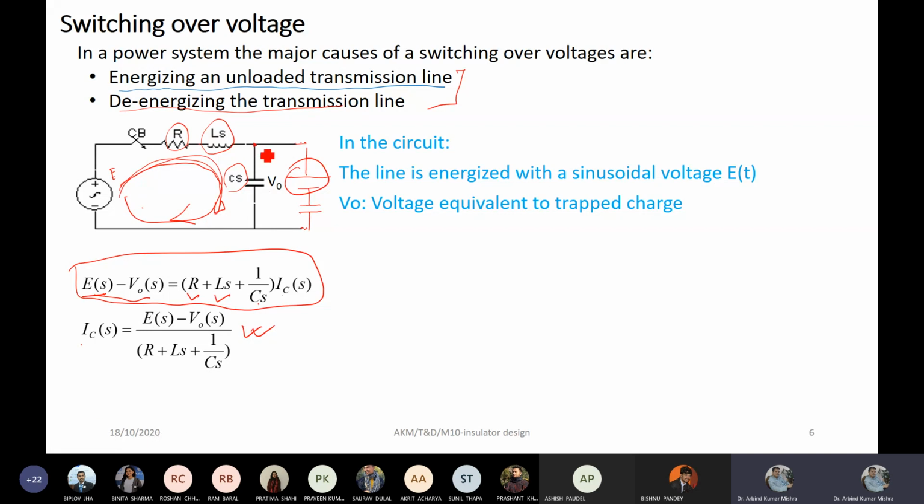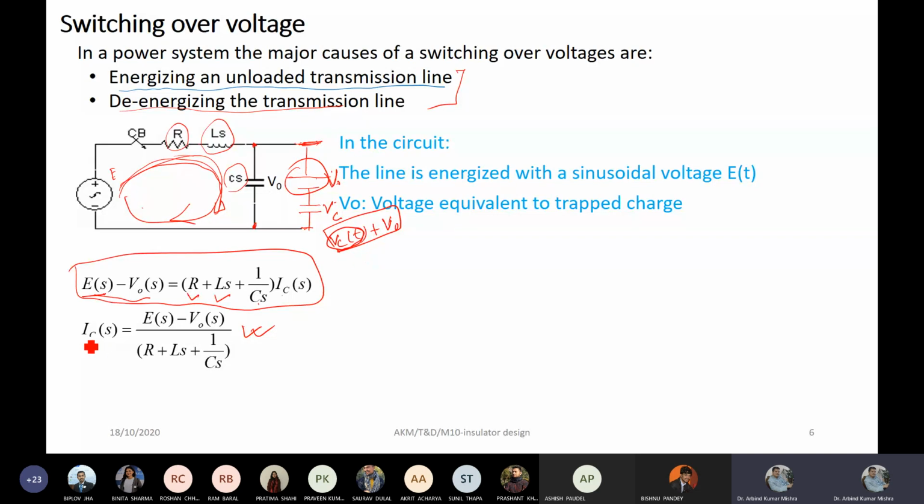So now, what will be the voltage? What voltage are we talking about? The voltage at this point. So the voltage across the line during this switching condition will be equal to the voltage across this capacitor plus the trapped charge voltage. This is the trapped charge. So from this expression we can find out VC(t).